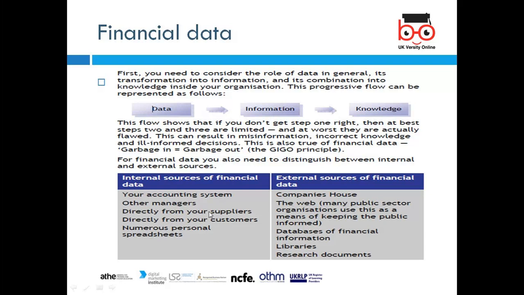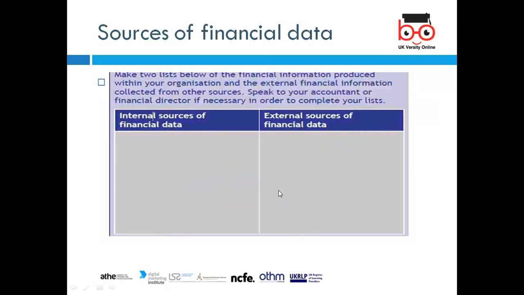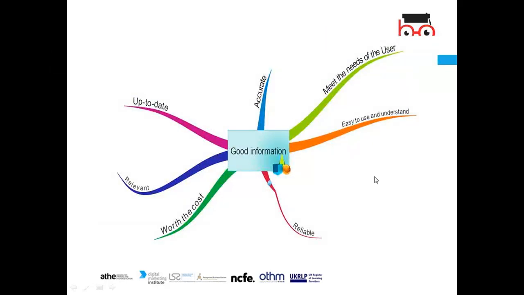Internal sources of data could be our supplier record, our customer record, and our personal spreadsheet, our tracking document where we record the information, how much we borrowed, how much stock we have. For external sources, we can ask the bank to give us information, or get database information about a company, like Companies House in the UK, where the company is recorded. Good information needs to be up to date, relevant, worth it, accurate, reliable, and meet the needs of the user.